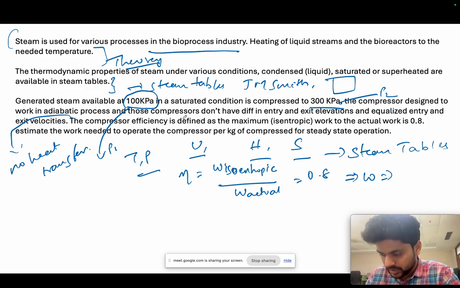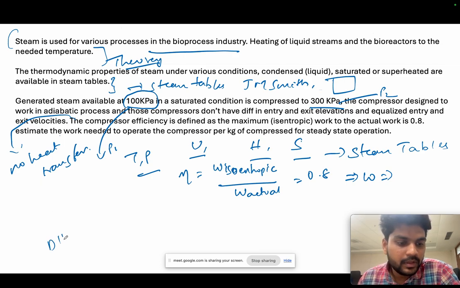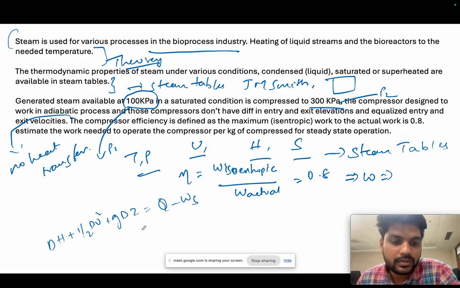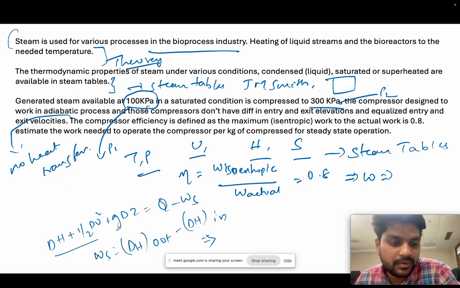So can you tell me, we know the formula is delta H plus half into delta u square plus g into delta Z equal to Q minus WS. Now the WS means out minus in. So this is the first condition and this is the second condition. So to get the work done, you need to find out out minus in. What I'm saying is this whole equation.